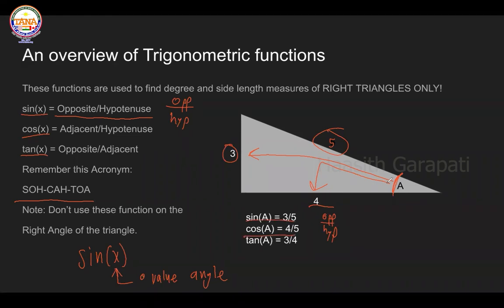And for cosine of A, it's something similar where it's adjacent over hypotenuse. The adjacent value is going to be 4, and same hypotenuse value, so it's going to be 4 over 5. And same thing for tangent, which is opposite over adjacent.